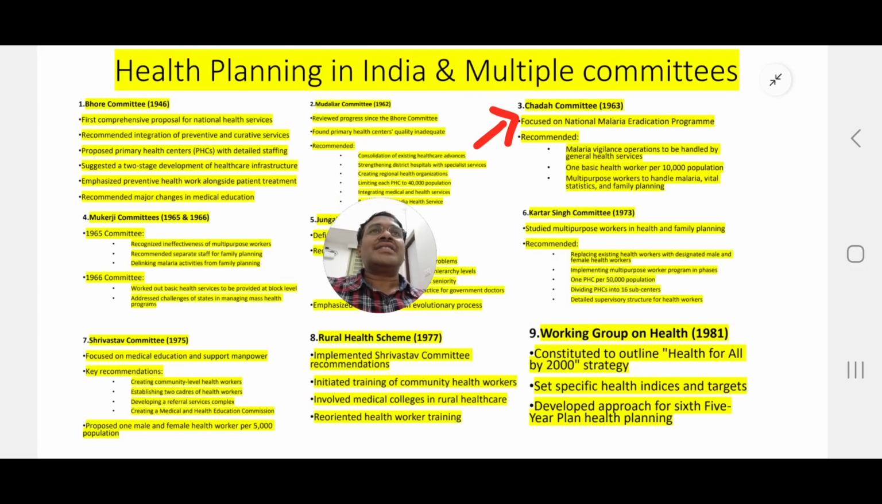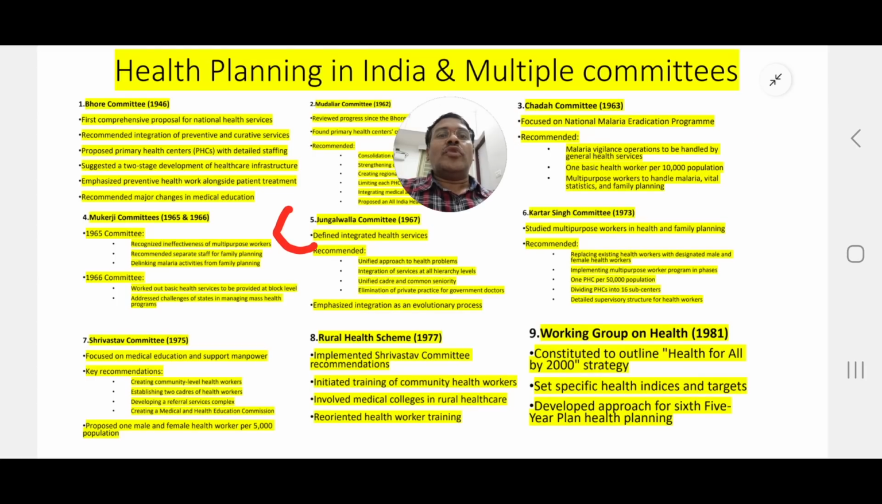Then third is Chadha Committee in 1963, that is just a year after. It focused on National Malaria Eradication Program and it recommended malaria vigilance operations to be handled by General Health Services, one basic health worker per 10,000 population, multi-purpose workers to handle malaria, vital statistics and family planning.